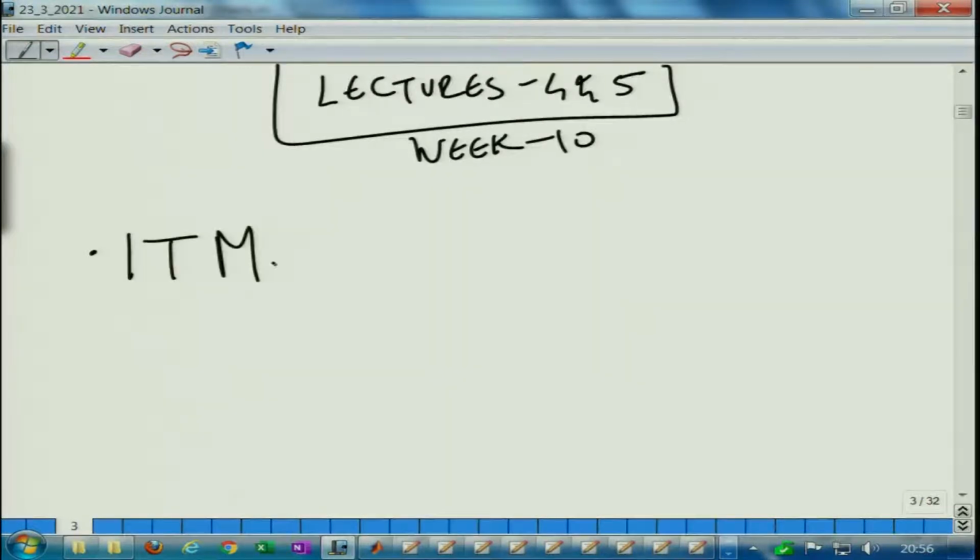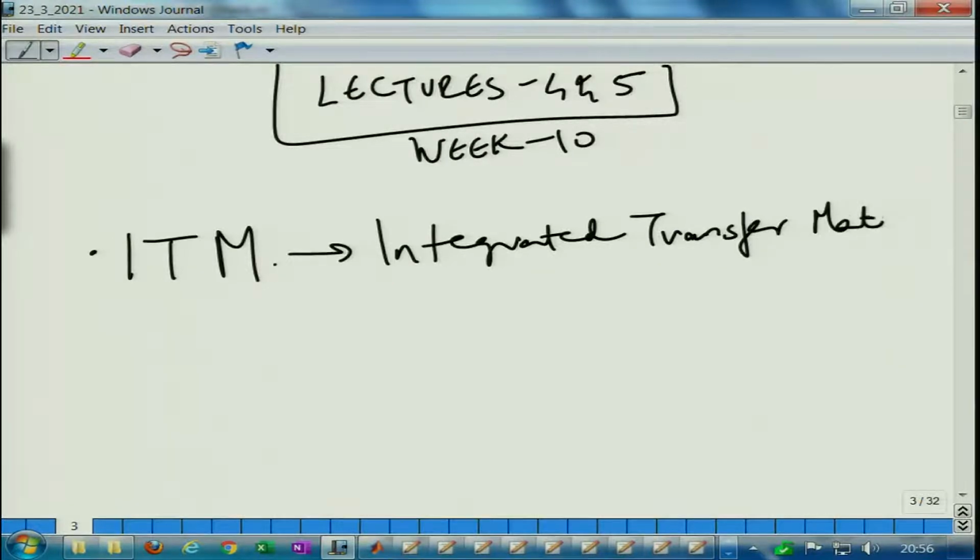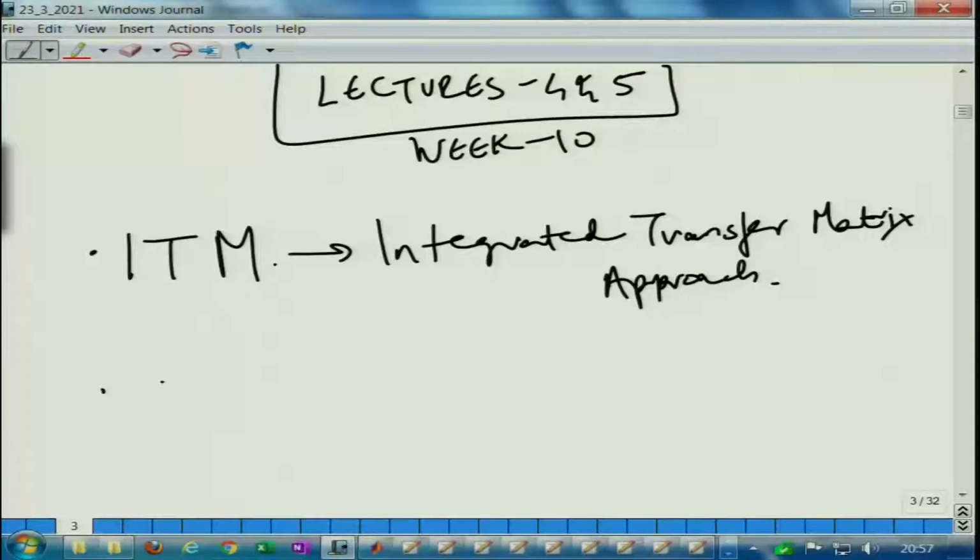But coming back to this lecture, we will focus on two methods. The first one is the integrated transfer matrix approach. The other one is, since we intend to squeeze in time to analyze as many configurations as possible, I thought it is a good idea to talk about the CCTR, the conical concentric tube resonator configuration.